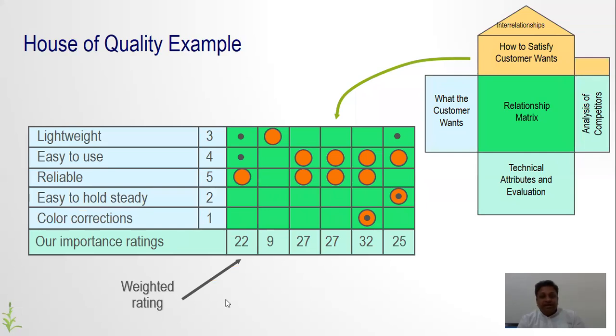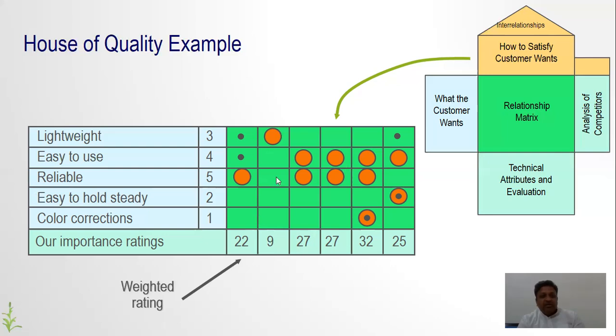So, weighted rating. In that, lightweight, easy to use. Lightweight, however, the customer requirement is 3, but in weighted rating, you see 22 as our importance rating in terms of lightweight, easy to use, reliable. 9 in terms of lightweight.